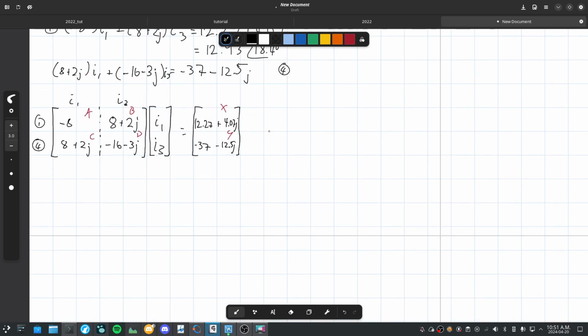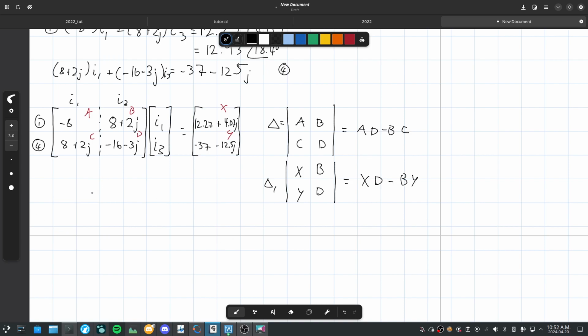So, remember that delta, the main determinant, is going to be the determinant of AB, CD, which is AD minus BC. Determinant 1 is going to be, you replace the first column with the equal part. So that's X, Y, and it's going to be B, D. So that's XD minus BY, crisscross applesauce.